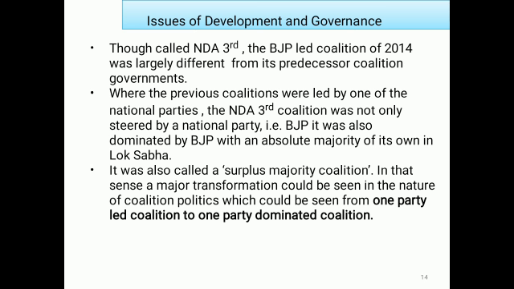Though called NDA 3, the BJP-led coalition of 2014 was largely different from its predecessors' coalition governments, where the previous coalitions were led by one of the national parties. The NDA 3 coalition was not only steered by a national party, that is BJP, it was also dominated by BJP with an absolute majority of its own in Lok Sabha. It was also called a surplus majority coalition. In that sense, a major transformation could be seen in the nature of coalition politics, from one party led coalition to one party domination coalition. That was an amazing thing which happened.